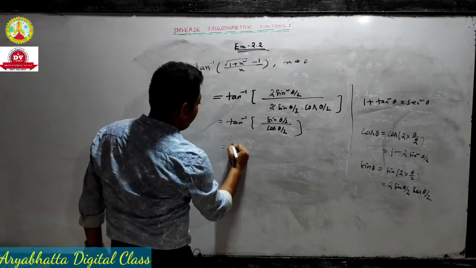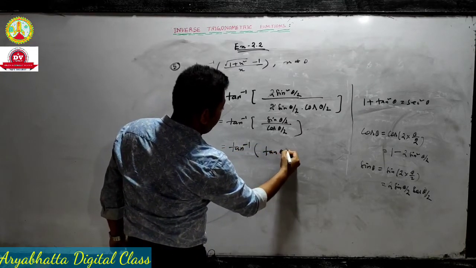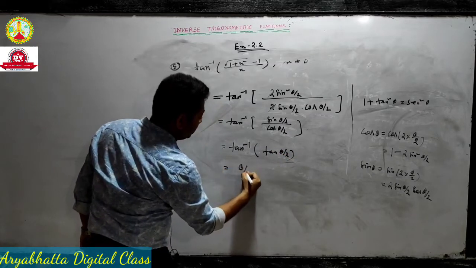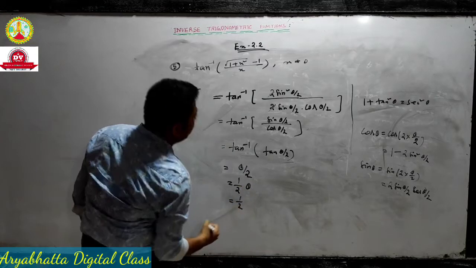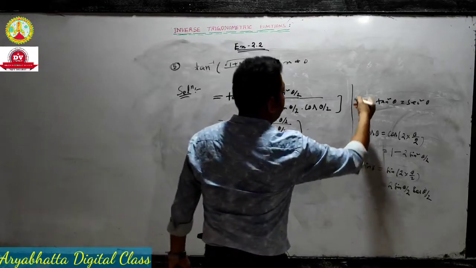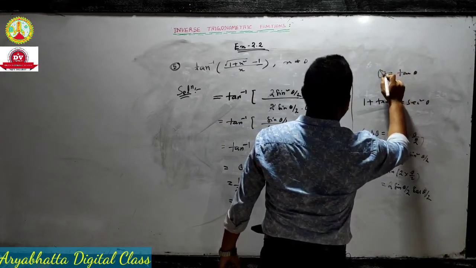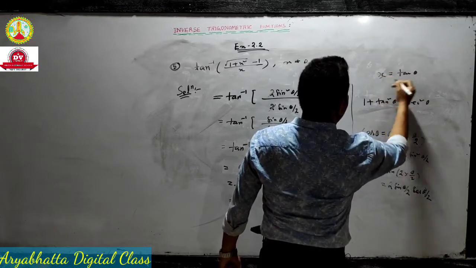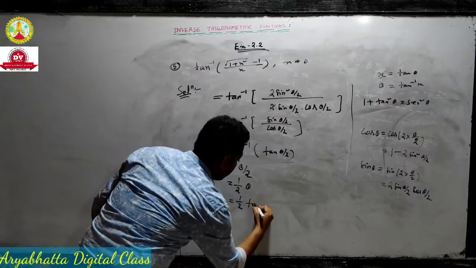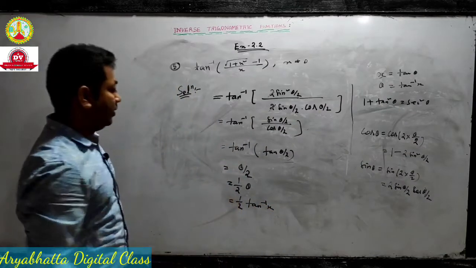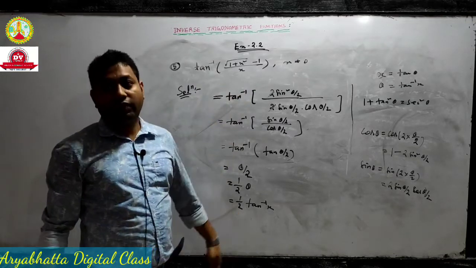This equal to tan inverse tan theta by 2. This equal to theta by 2. First, let x equal to tan theta. Therefore, theta equal to tan inverse x. The simplest form of this function is equal to 1 by 2 into tan inverse x.